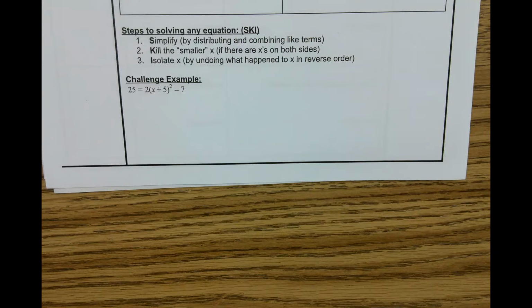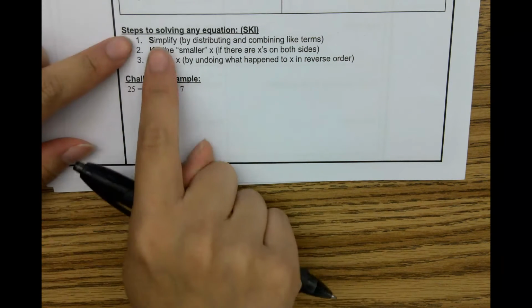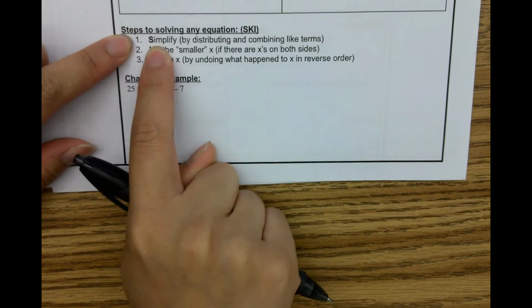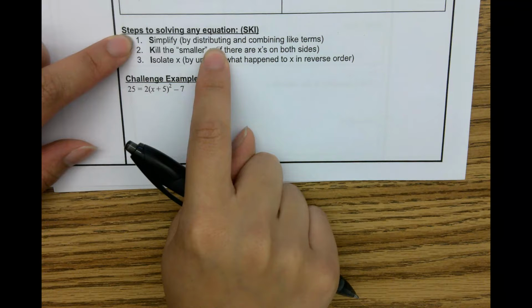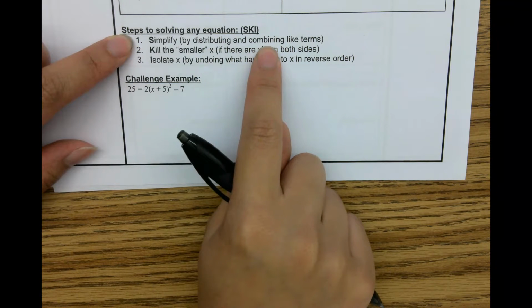Okay, so here we have the steps to solving any equation. We use the acronym SKI. Okay, so to solve an equation, use SKI. The first thing you do is you simplify. That's your S. You either distribute, okay, or you combine like terms.